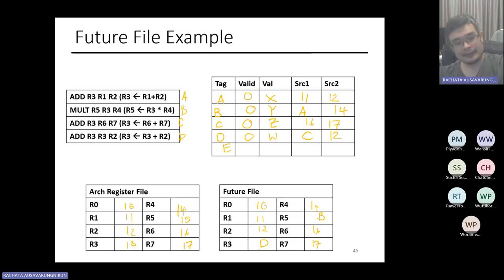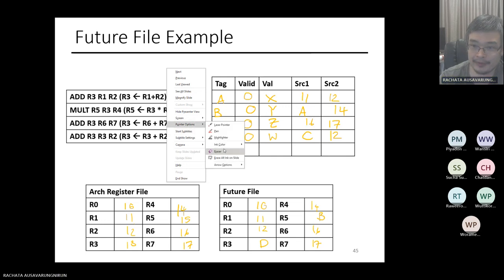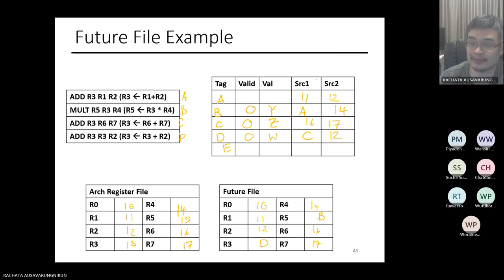Now with multiple versions of R3, I'm still good. I can just keep holding the most updated version in the future file. Then in my ROB, I have the in-order. So let's say instruction A finishes. What you have to know now is that I am updating R3. I have the value, it's valid. I have the value, which is 23.